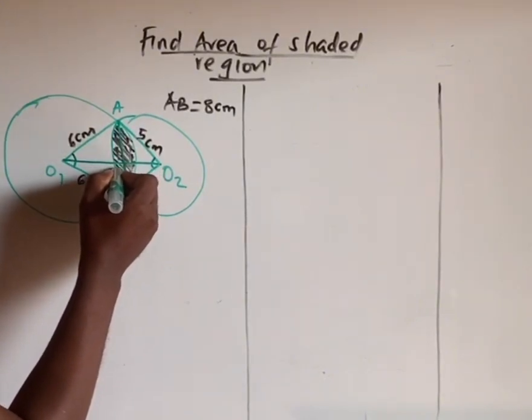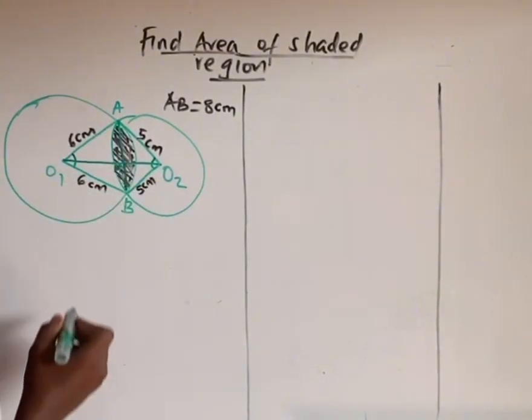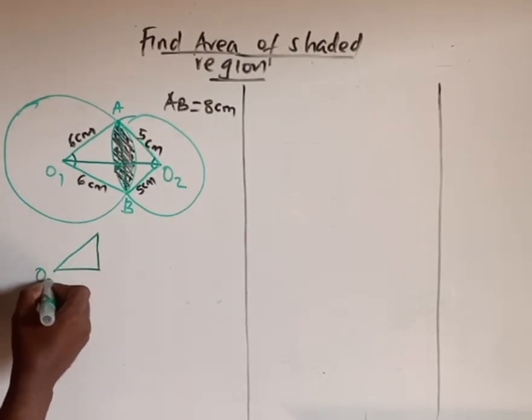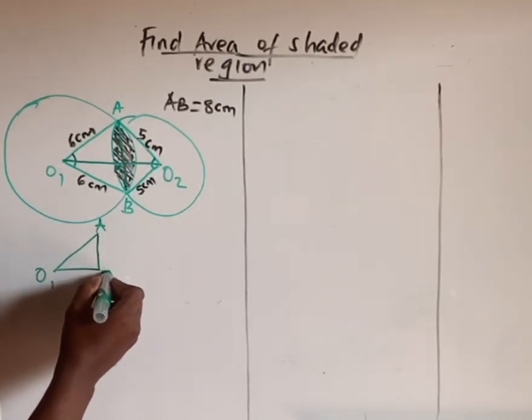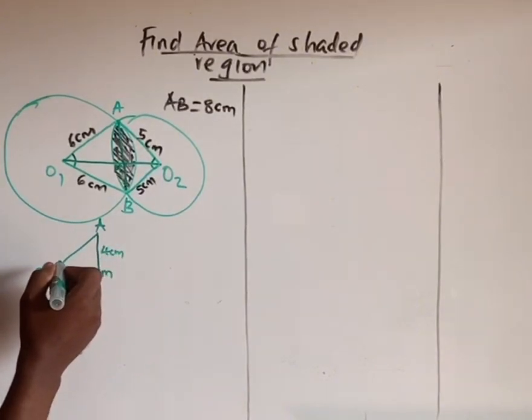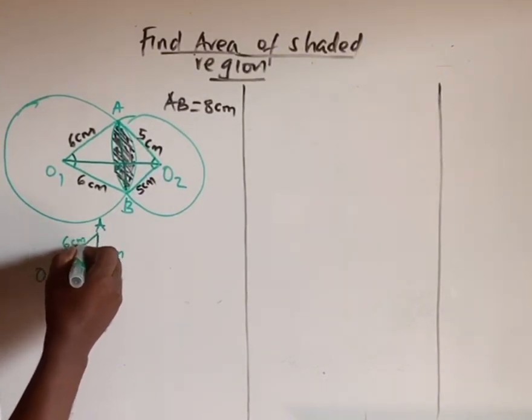Let's say these two lines meet here at M. We're going to get a small triangle O1AM, whereby AM will be 4 centimeters and O1A is 6 centimeters.